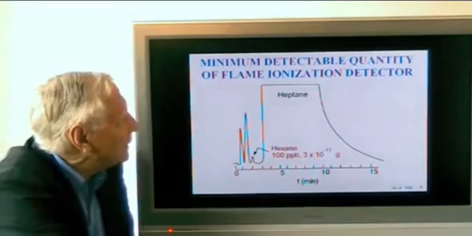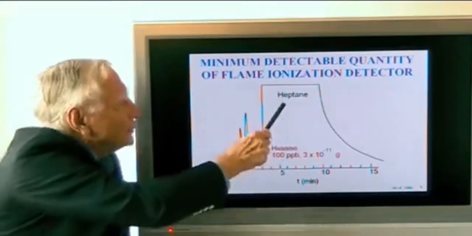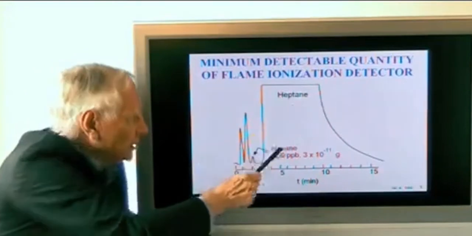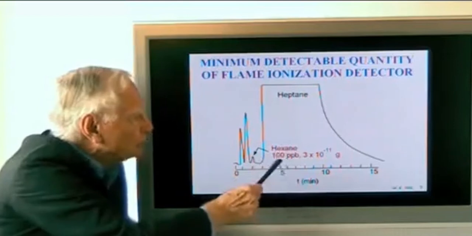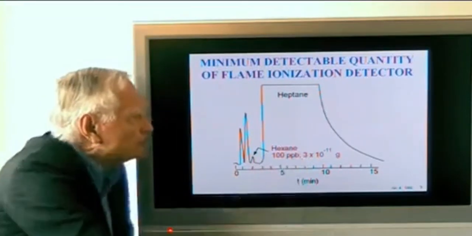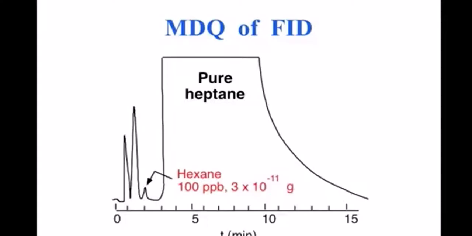Here we have an example of trace impurities in pure heptane. This hexane peak right here represents 100 parts per billion, or 3 times 10 to the minus 11 grams of hexane. Very small amount. Thus the biggest advantage is that for organic compounds, very good sensitivity.